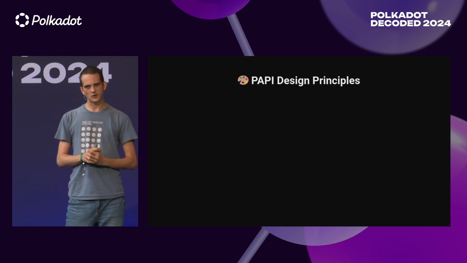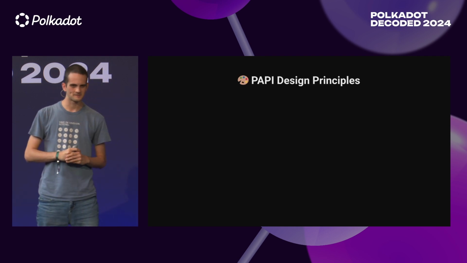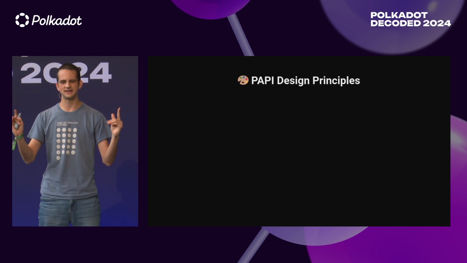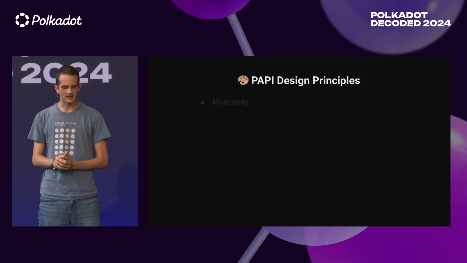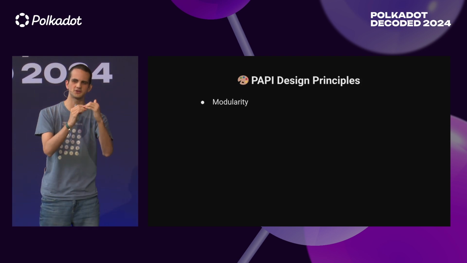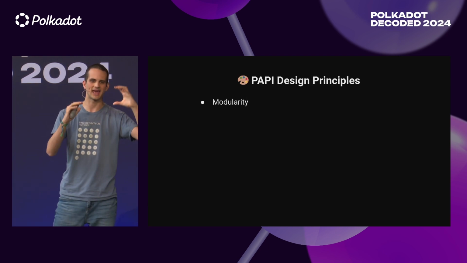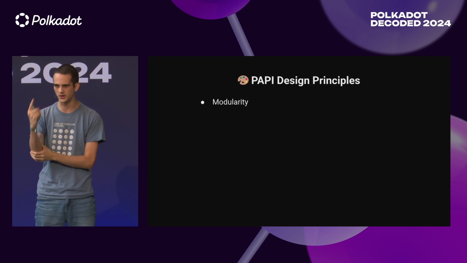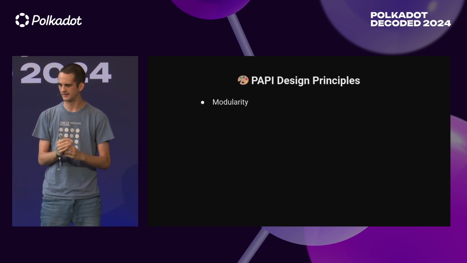Now, what is going on with PAPI? So the first design principle, a thing that is very important to us, is that PAPI is modular. We split our code base in multiple layers with an atomic mindset. So every library does just one thing, but it does it really well.